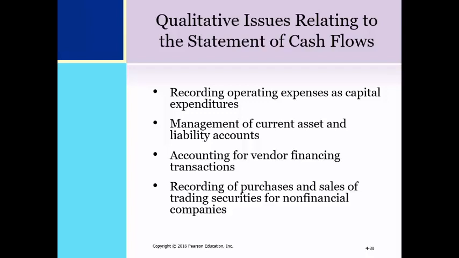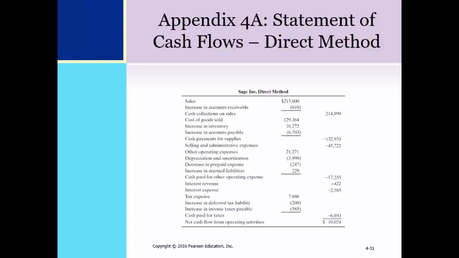Management of current asset and liability accounts can increase cash flows from operations. For example, a company can factor accounts receivable and delay payments of accounts payable to increase cash flows from operations.